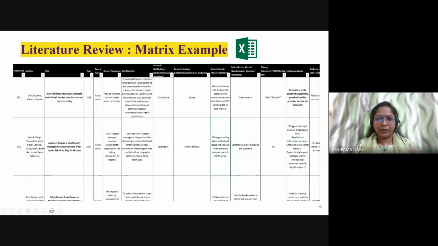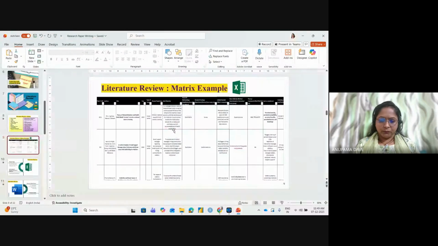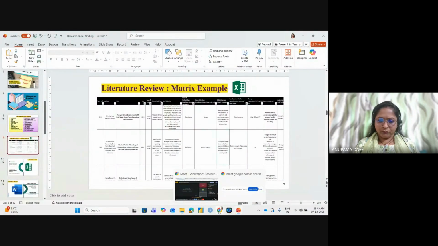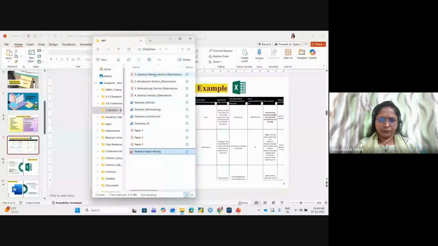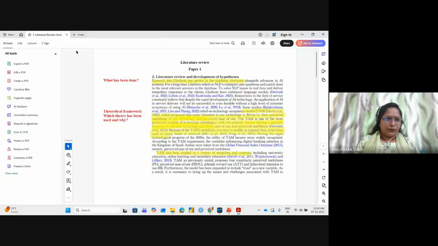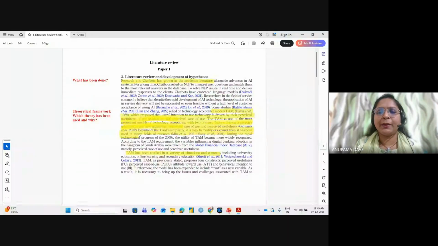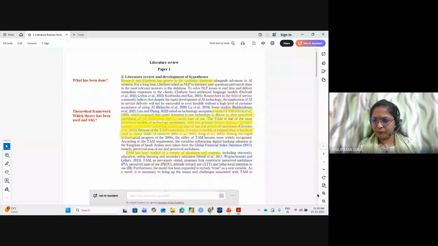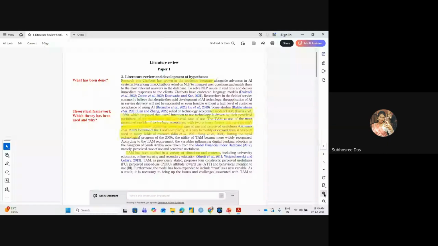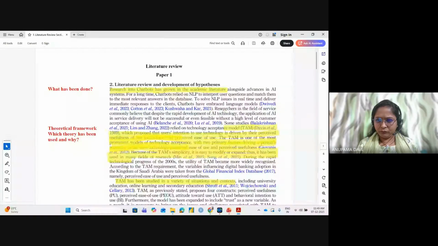Let us go to an example of literature. These are a few observations that I'll bring to you in the form of a PDF. There are three papers. I hope the PDF is visible.